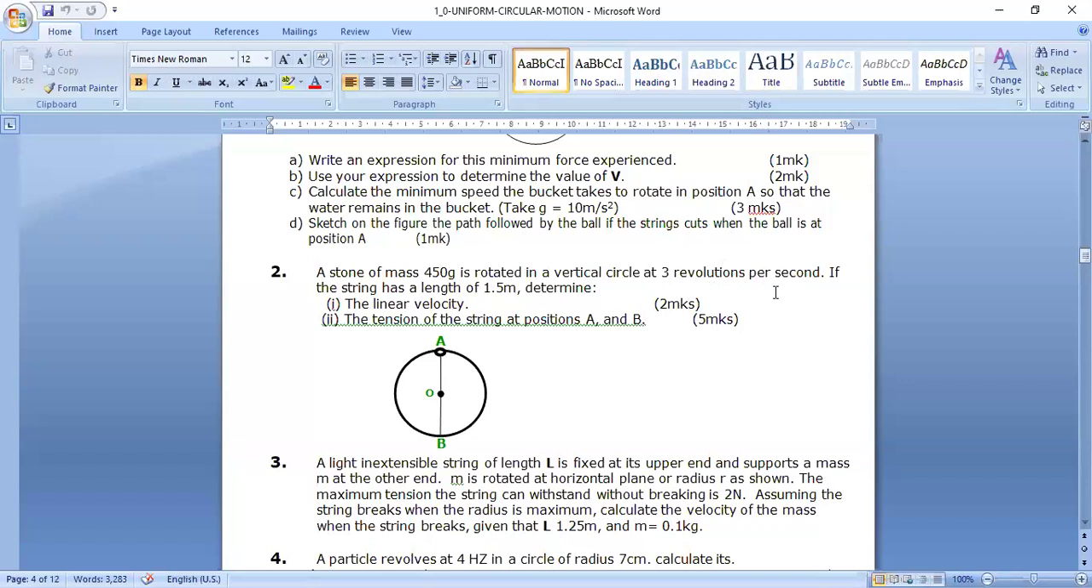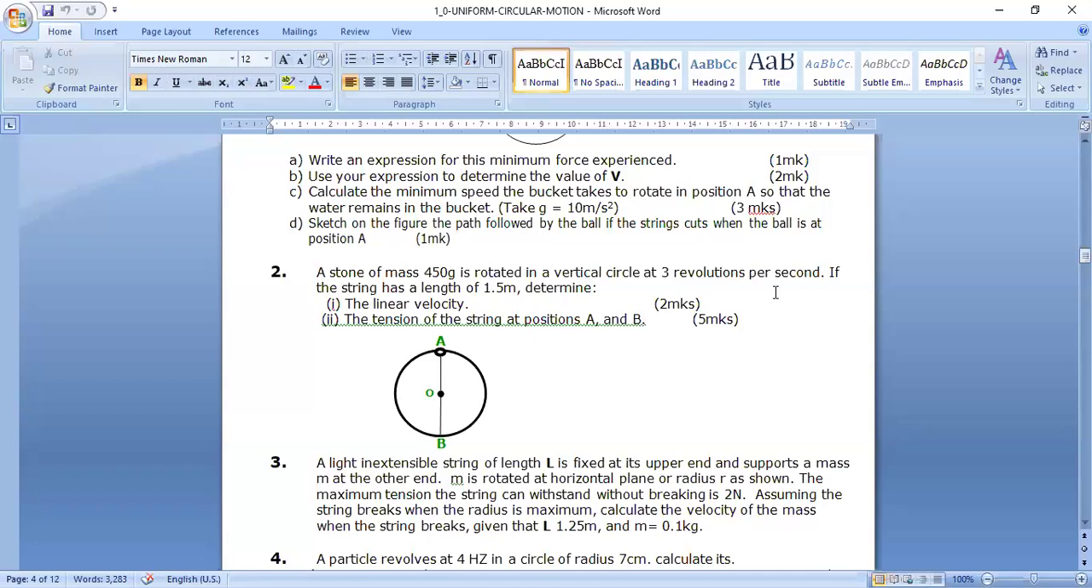So here, from the calculator, we get 2 times pi times 3 times 1.5. The answer is 28.27 meters per second. Roman 2, the tension of the string at positions A and B.